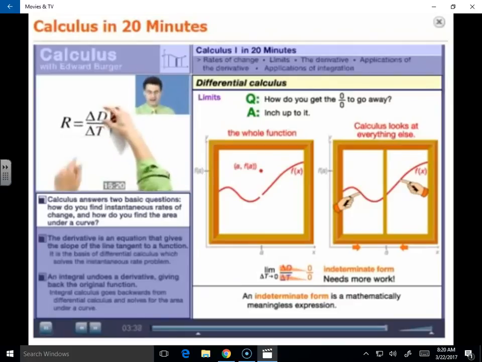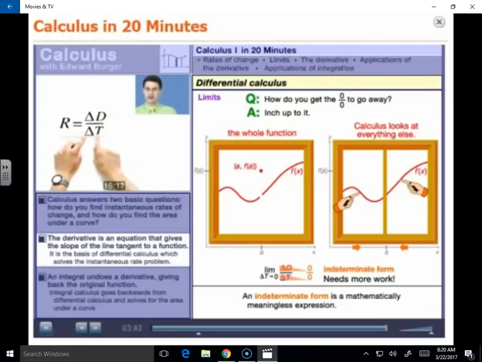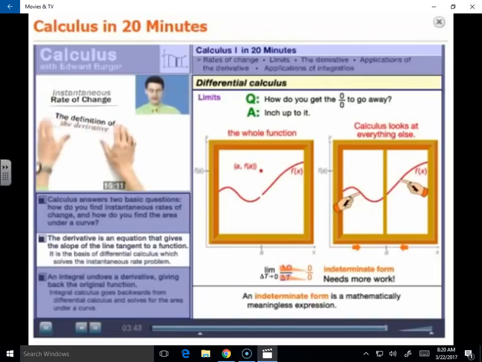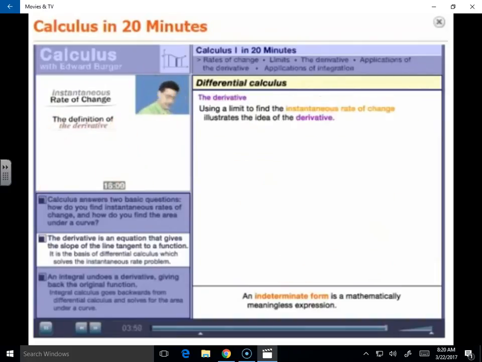Okay, well once you find the limit and you take the limit as delta t goes to 0, what do you get? You get the answer to the question, how do you find instantaneous rate of change? The answer is what we call the derivative. And what's the derivative? It's the limit as delta x goes to 0 of f of x plus delta x minus f of x all over delta x.